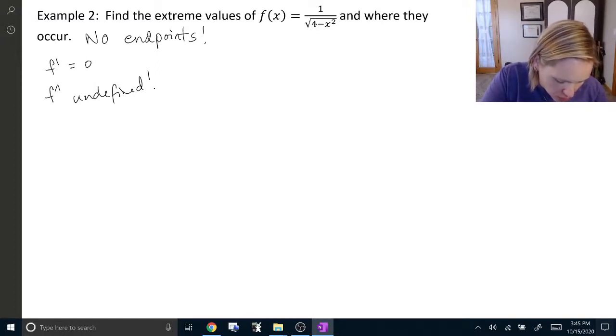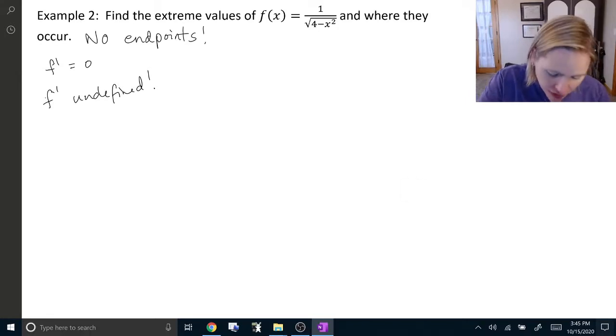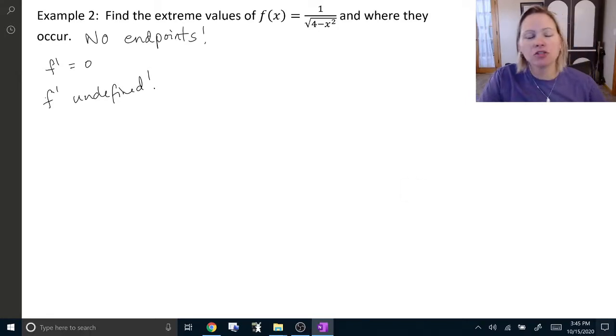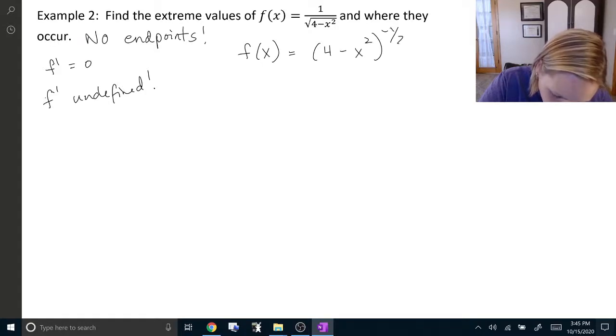Well, let's write a little more clearly so we can all see what's happening. So essentially I just need to find the first derivative. So let's go ahead and do that. Now f of x is 1 over the square root. I need to change the square root to being a 1/2 power, and furthermore it's going to be a negative 1/2 power because that radical is in the denominator. So I'm going to rewrite this as f of x equals (4 minus x squared) to the negative 1/2 power.